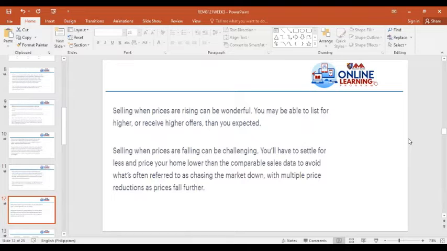Next is selling when prices are rising can be wonderful. You may be able to list for a higher price or receive a higher offer than you expected.